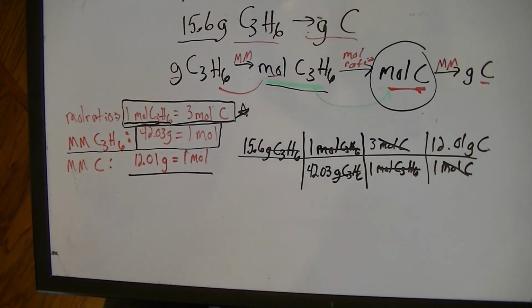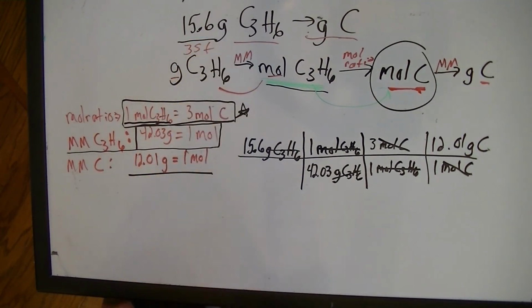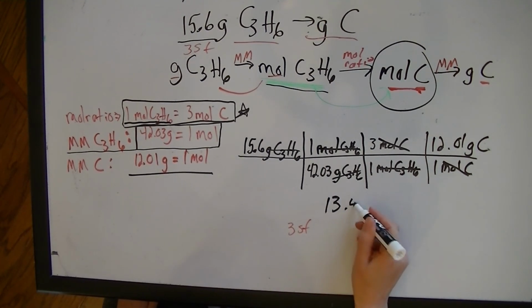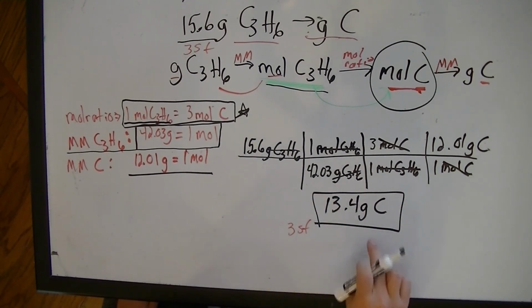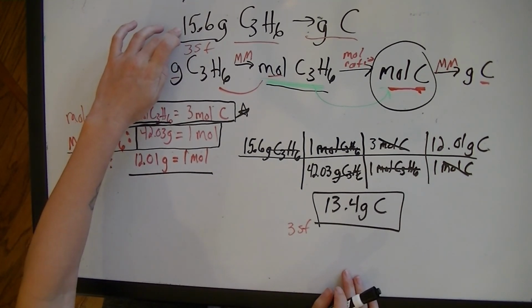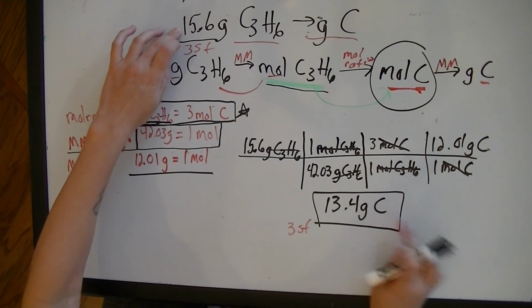So how many significant figures? Let's go back to the top. I have 3 significant figures, so I want 3 significant figures in my answer. So I'm going to do 13.4 grams of carbon. What this answer is saying is that out of that 15.6 grams of C3H6, 13.4 grams of that is just carbon. And the rest is from the hydrogen, from the mass of the hydrogen.